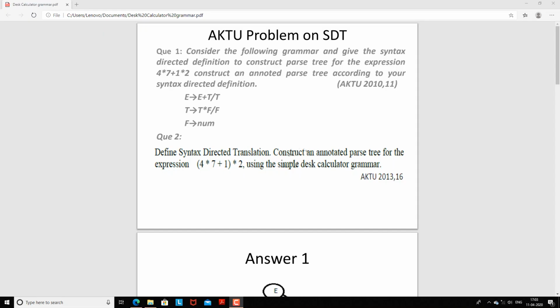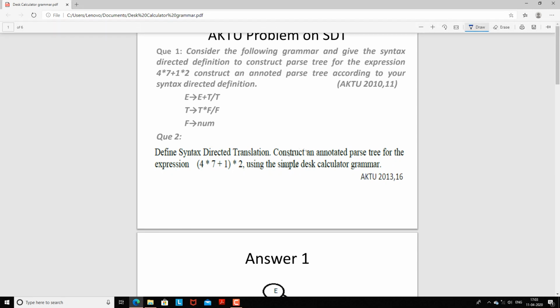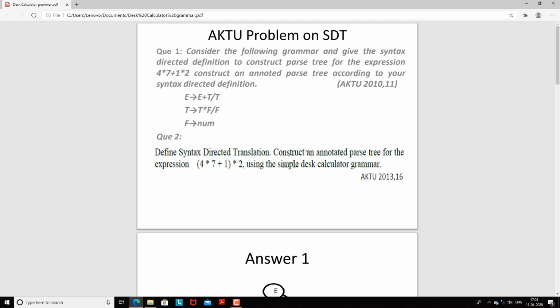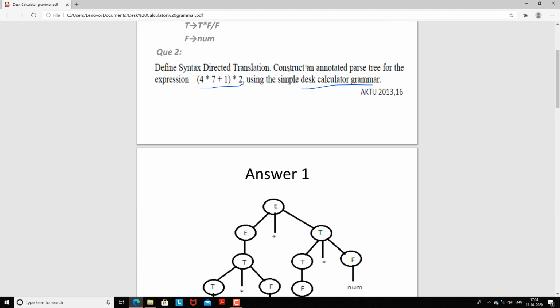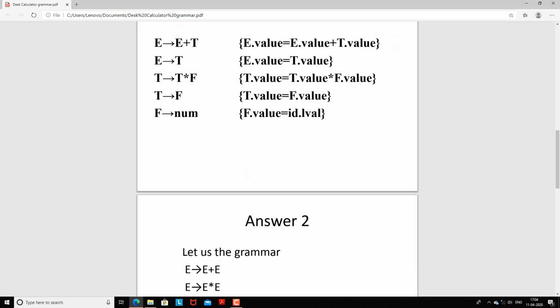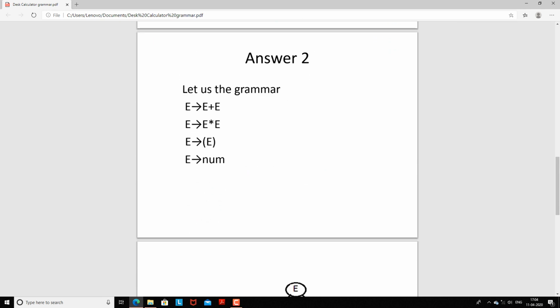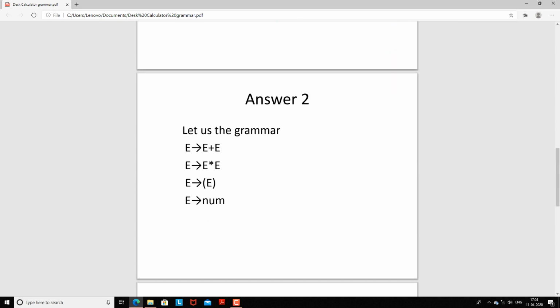So now we are going to discuss or solve the second question. The difference between the first question and the second question is that in this question grammar is not provided. So first of all we will assume the grammar which generates such type of string, and then we are going to design the SDT for a desk calculator grammar. Whenever such type of question is provided, our first task is to assume the grammar.